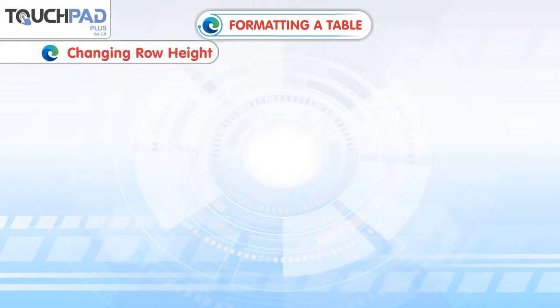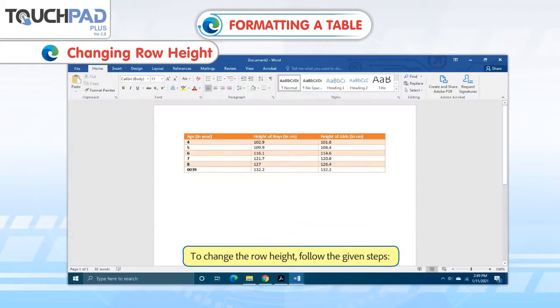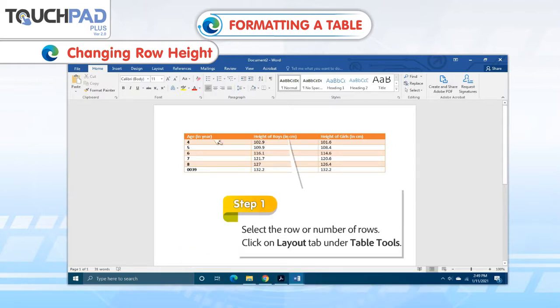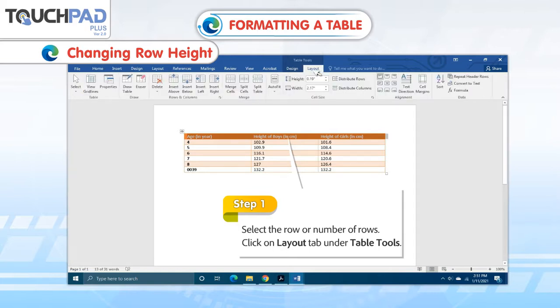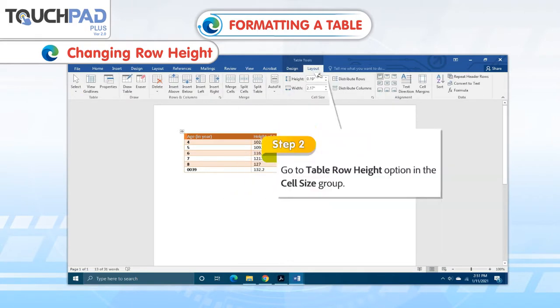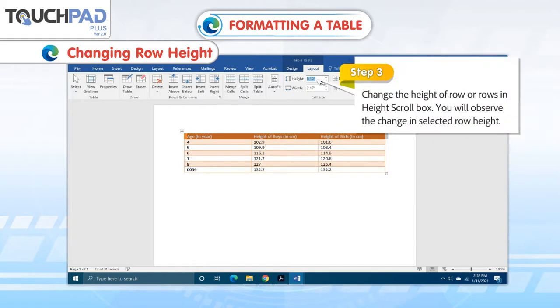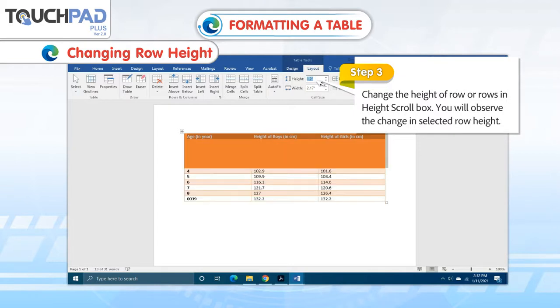Changing row height. To change the row height, follow the given steps. Step 1. Select the row or number of rows. Click on Layout tab under Table Tools. Step 2. Go to Table Row Height option in the Cell Size group. Step 3. Change the height of row or rows in Height scroll box. You will observe the change in selected row height.